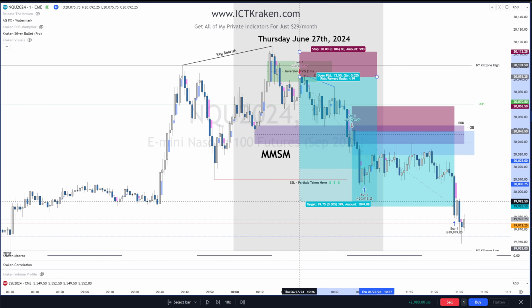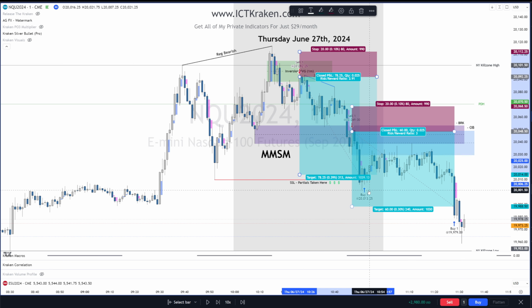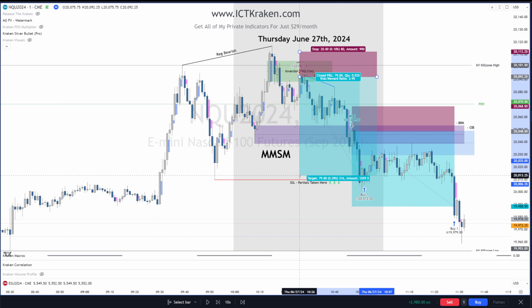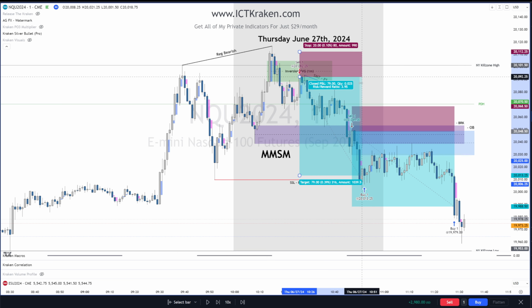So this one actually got taken out right here. Where was it? 13.25. This one ended right here. So we took a partial. So we only got 79 handles out of it, not 104.